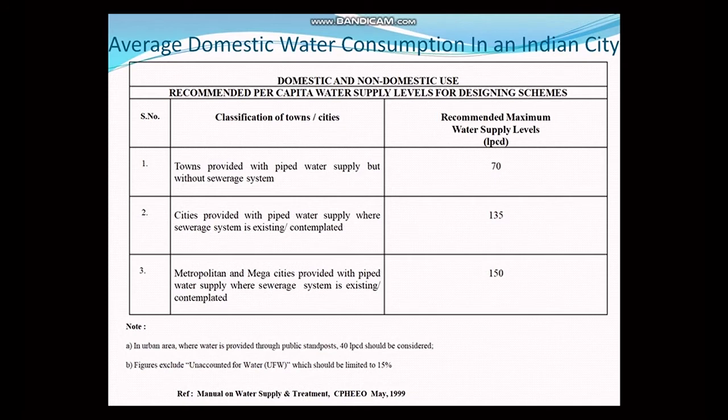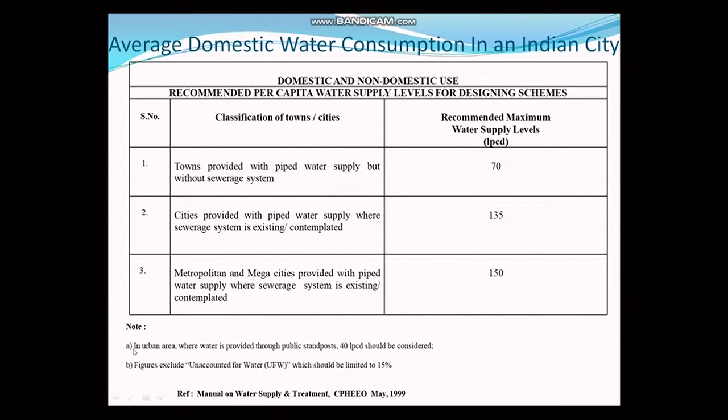The following table depicts the daily average domestic water consumption per head in an Indian city based on the type of city. The first type is towns provided with piped water supply but without sewerage system, and in this case the recommended water supply is 70 LPCD. The second is cities provided with piped water supply where sewerage system is either existing or contemplated, and in this case the recommended water supply is around 135 LPCD. The third is for metropolitan and mega cities provided with piped water supply where sewerage system is either existing or contemplated, and in this case the recommended water supply is around 150 LPCD.